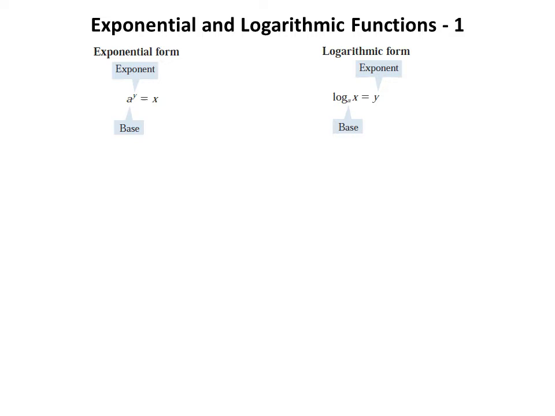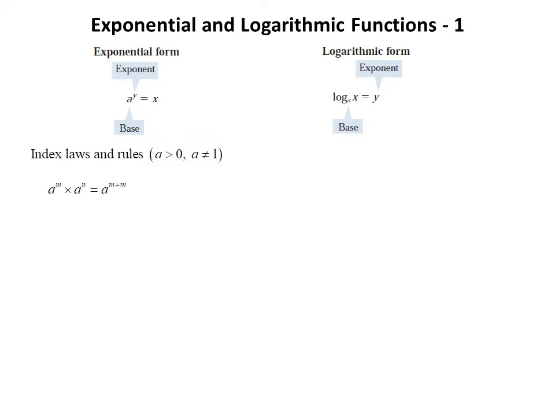Both equations represent the same relation but in different forms. In fact, the logarithmic function is an inverse function of the exponential function, and vice versa. It is important to note that the base a is a real number but must be greater than 0 and not equal to 1. Now, let's briefly look at the index laws as shown on the screen.